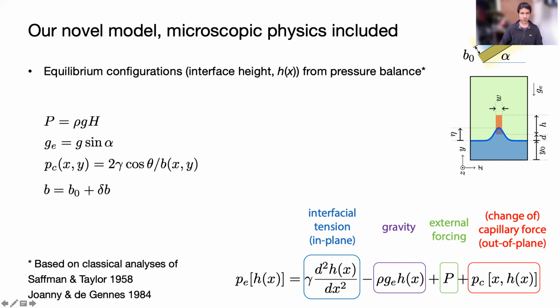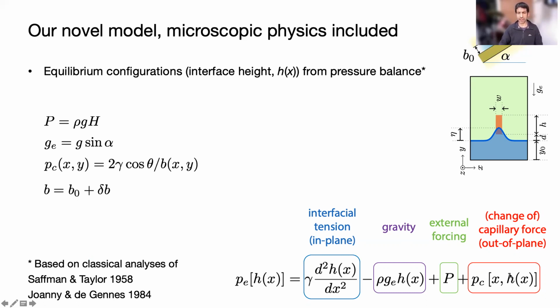this equilibrium equation of pressures. So the first term is the interfacial tension. And this is for a given external forcing P. P is just rho G capital H. H is the reservoir, the oil reservoir. So for external forcing, we solve for h. So the first term is the interfacial tension, the in-plane curvature. This is the interfacial tension term. So the second derivative. The second term is the gravity. So this is G_E, the effective gravity. So it's G times the sine of alpha, the tilt. Then the external forcing. So this will be a restoring force, or this is a stabilizing force.